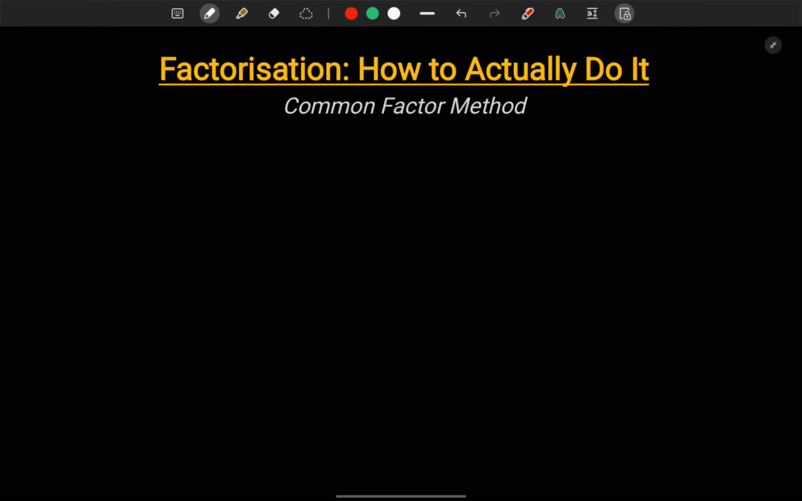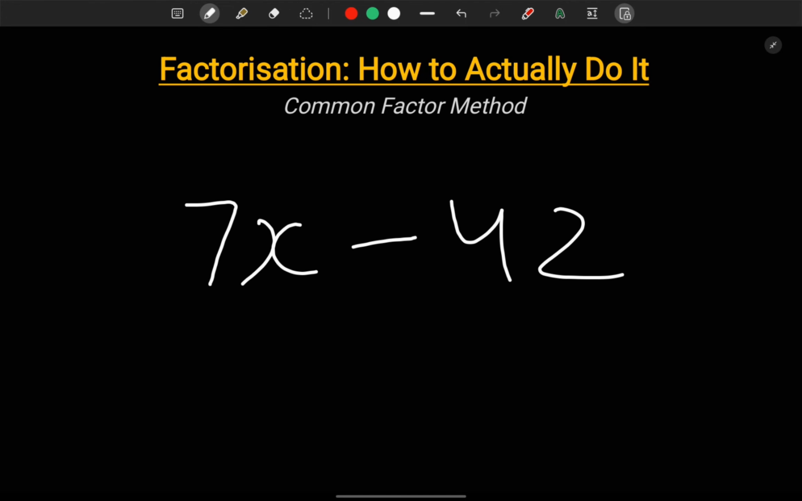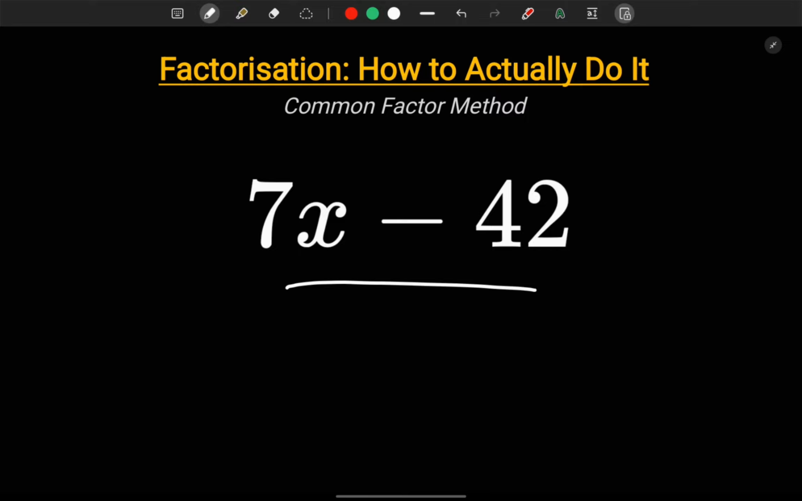Now I want you guys to grab a pen and paper and do this question by yourself. The question I have for you is 7x minus 42. Solve this question and leave the answer in the comments. I'll pin the correct answer.